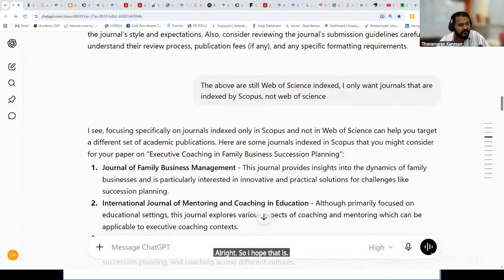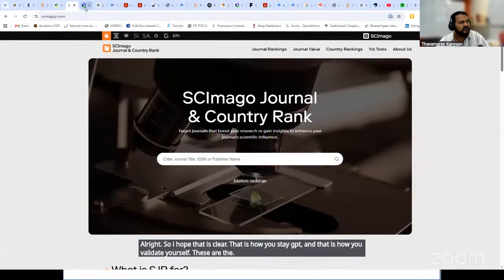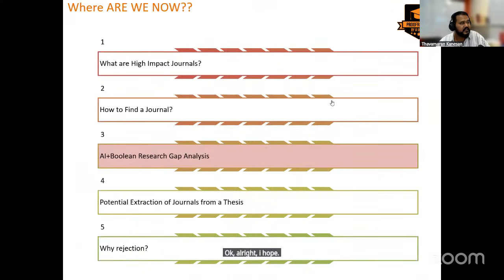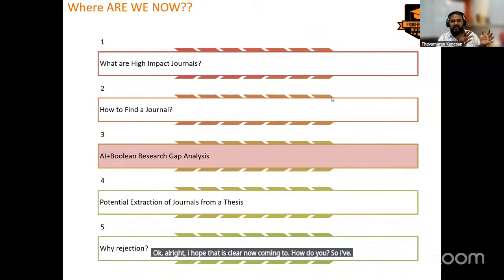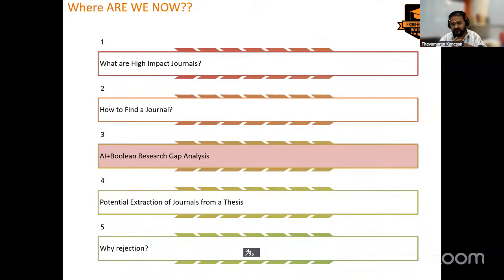I hope that is clear. That's how you use ChatGPT and that is how you validate yourself. These are the websites that you should use for validation. Now coming to how to use it. I've already shown all the weaknesses of AI, to what level AI can help you and can destroy you also. So now I'm going to show you how to use AI with Boolean research gap analysis, how to use AI to analyze or find the research gap.